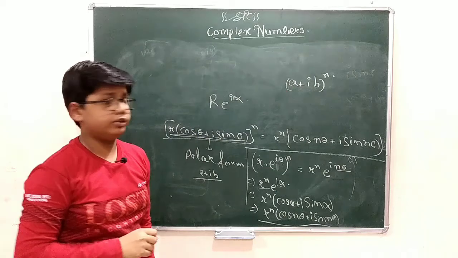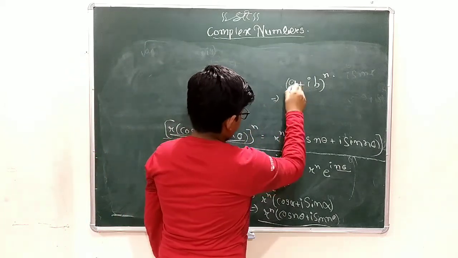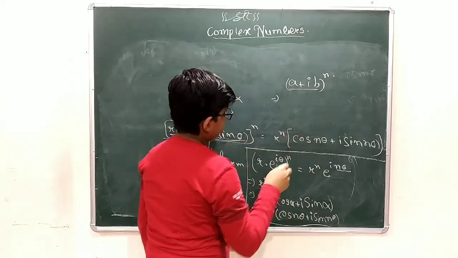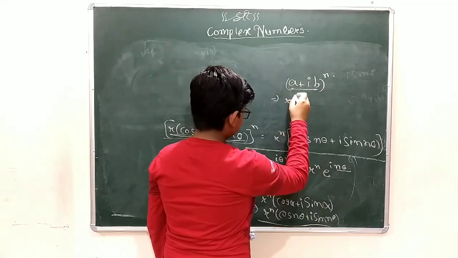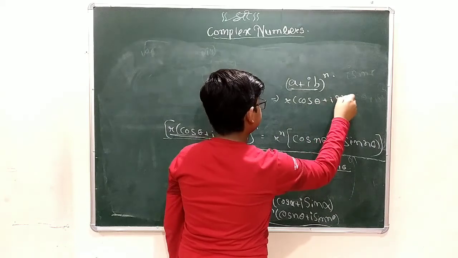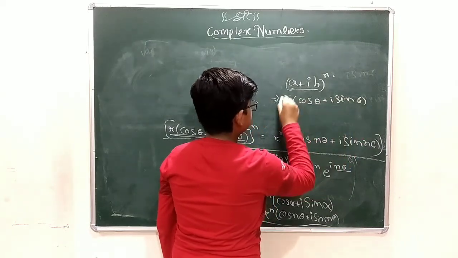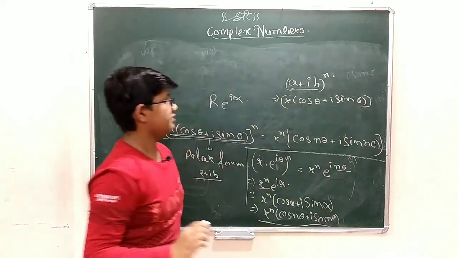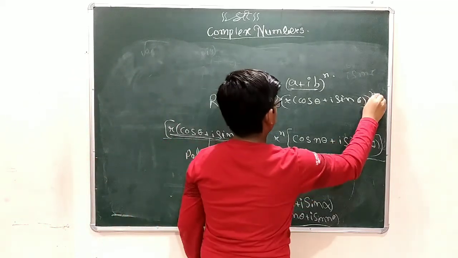We can find (a + ib) whole to the power n. Here a + ib can be expressed as r into (cos theta + i sin theta). First step, by using polar form, that is trigonometric form, whole to the power n.